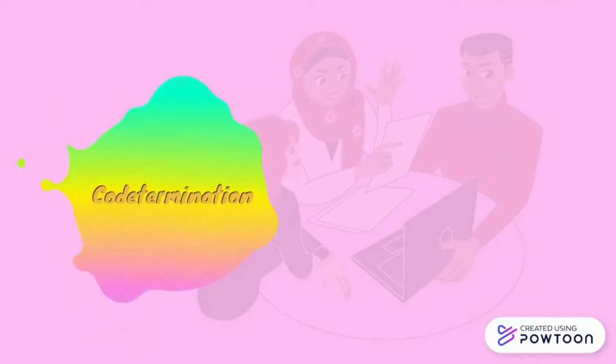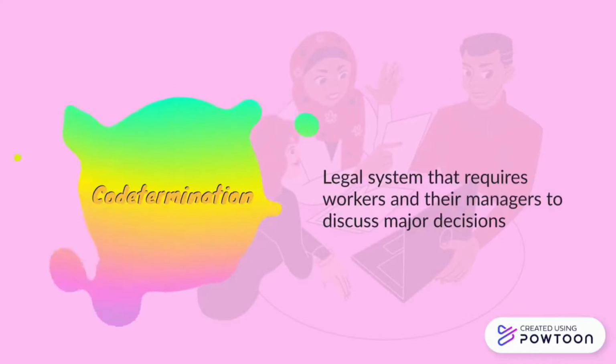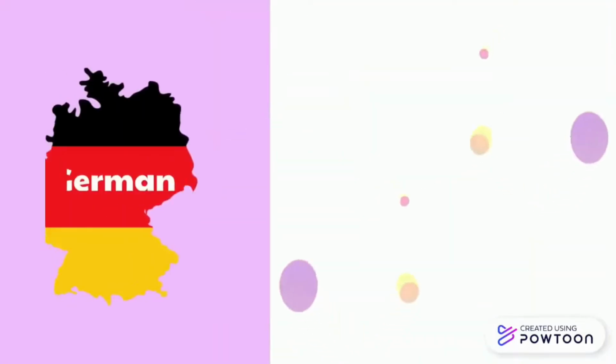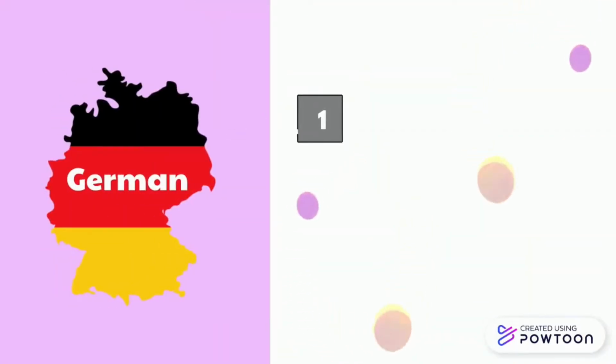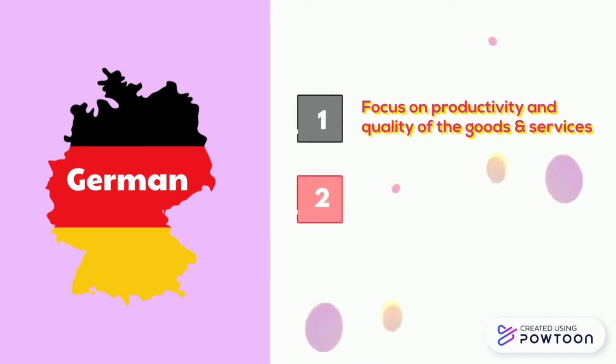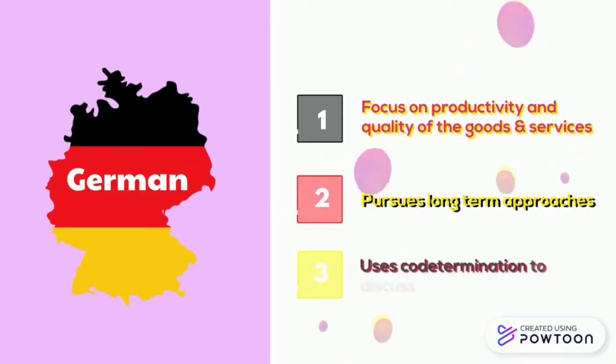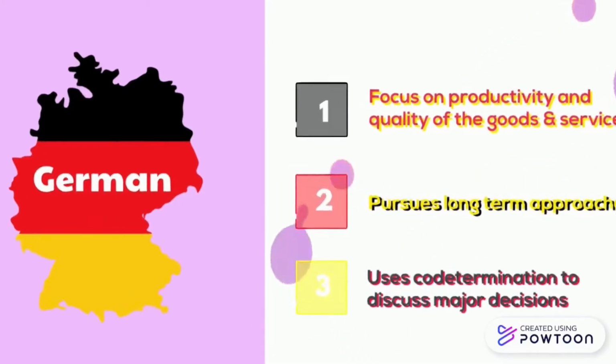Co-determination. Co-determination is a legal system that requires workers and their managers to discuss major decisions. In Germany, managers are more focused on the productivity and quality of goods and services than on managing subordinates. It is shown that companies in Germany pursue long-term approaches. They also use the legal system of co-determination to discuss major decisions.